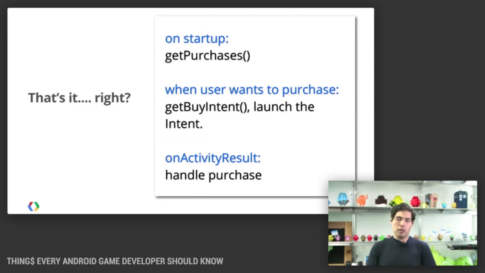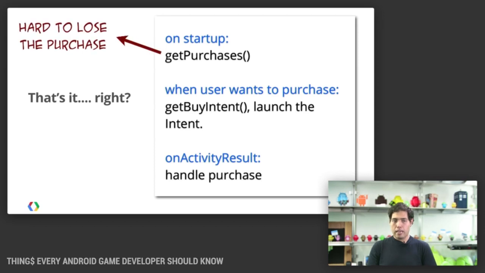And that's pretty much all there is for a simple app. So on startup, you call getPurchases to see what the user owns. When the user wants to purchase something, you call getBuyIntent and then launch that intent. And on your activity's onActivityResult callback, you handle that purchase.